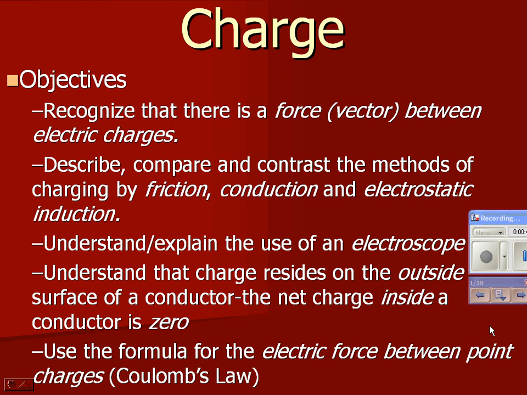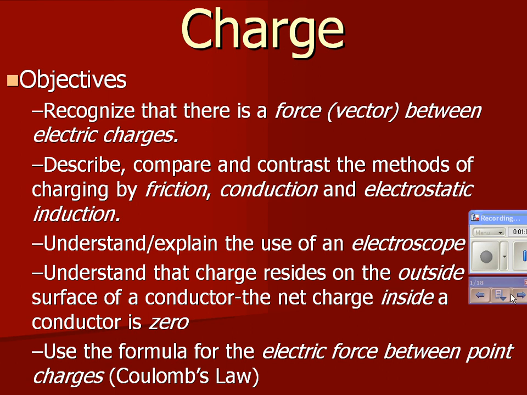You should understand that charge resides on the outside surface of a conductor, and that the net charge inside of a conductor is actually zero. And you should be able to use the formula for the electric force between point charges, also sometimes known as Coulomb's law. We'll talk about that today. Okay? So that's our goal.